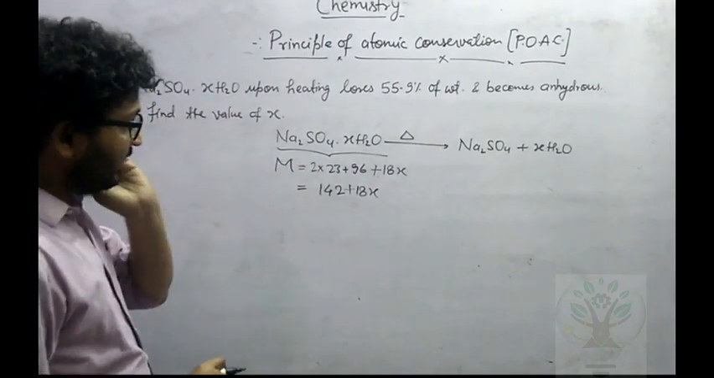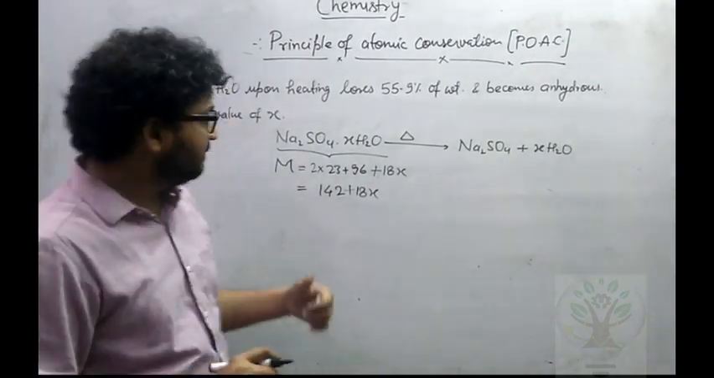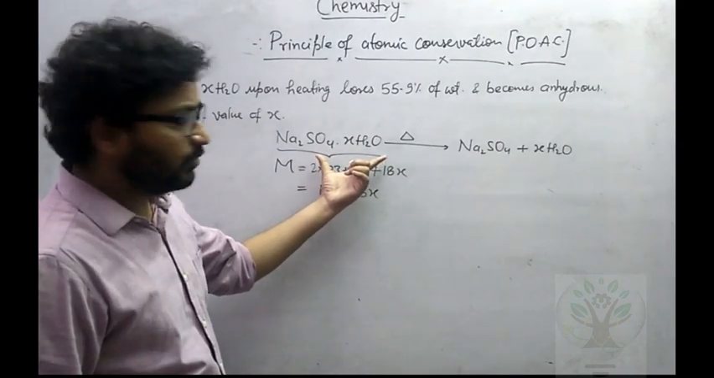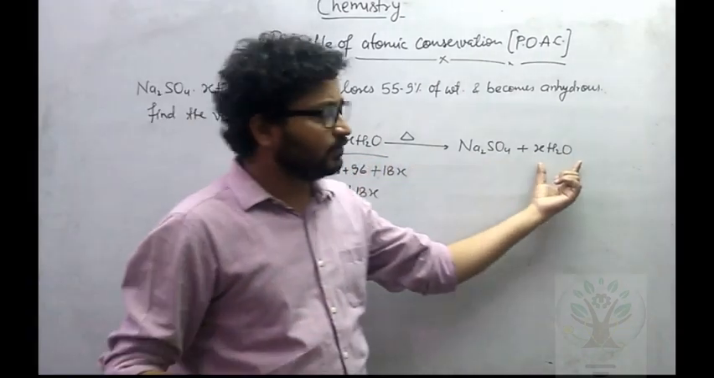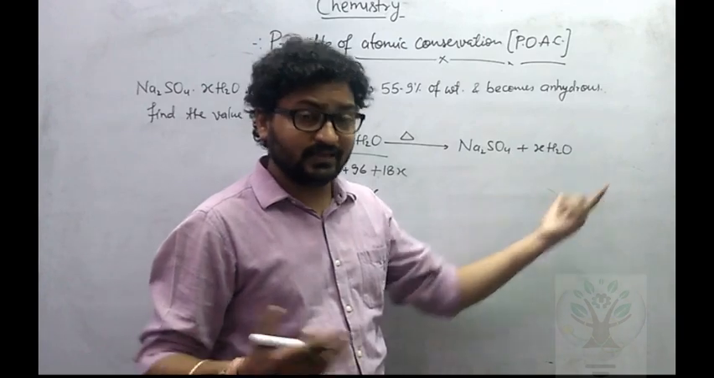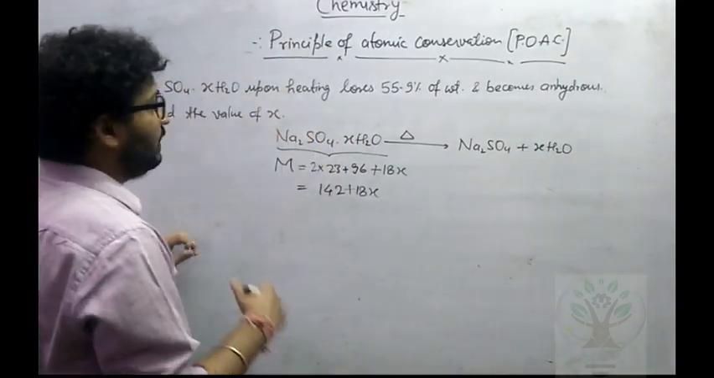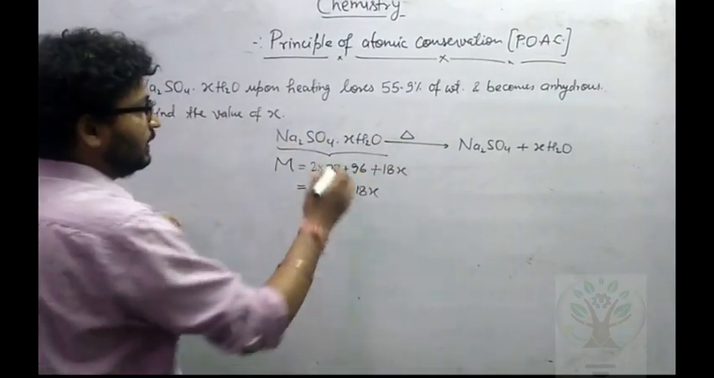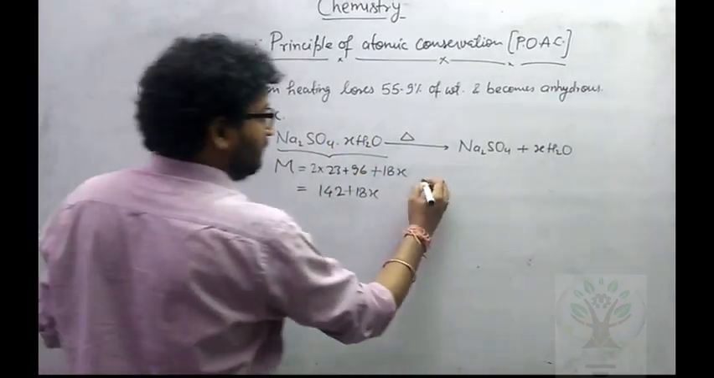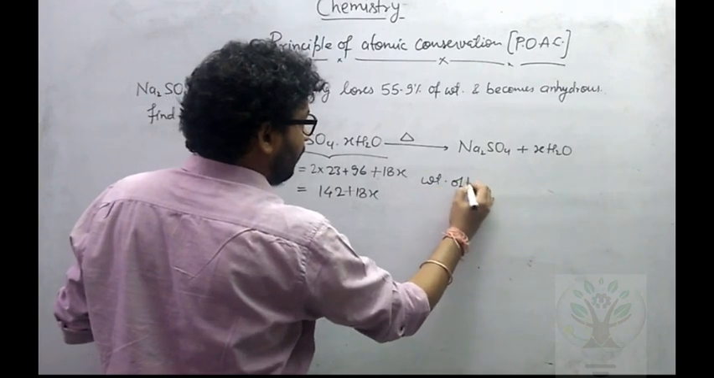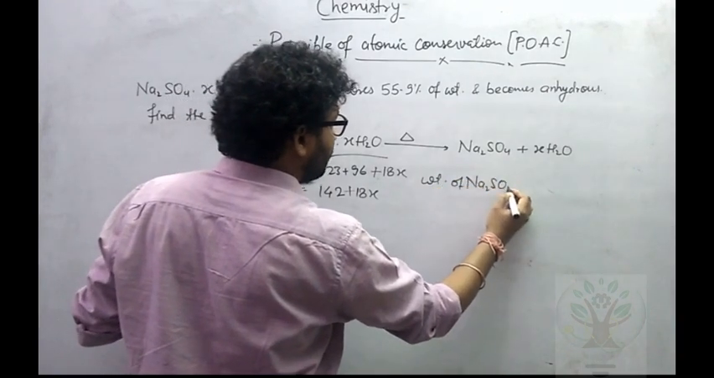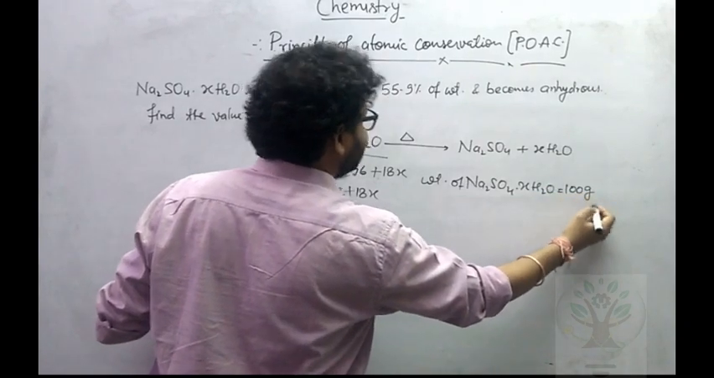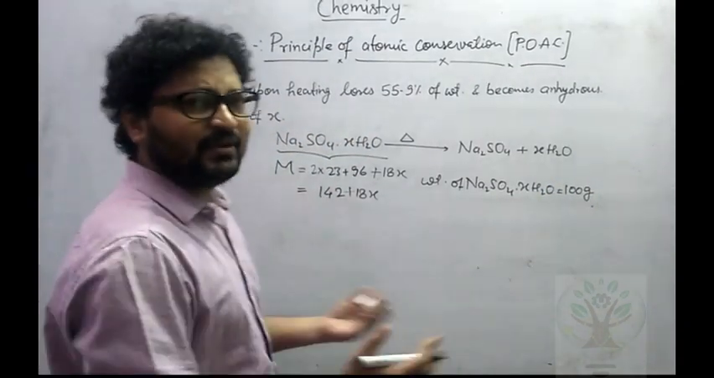Okay. Can I say one thing? Whatever water molecules I have here, the same water molecules will be here also. Can I say this or not? Yes, I can say this. Now, you should assume some weight here for Na2SO4.XH2O. Let's say the weight of Na2SO4.XH2O is equal to 100 gram. Let's assume a weight. That will make calculation easy.